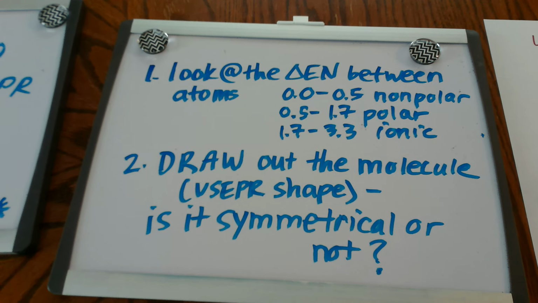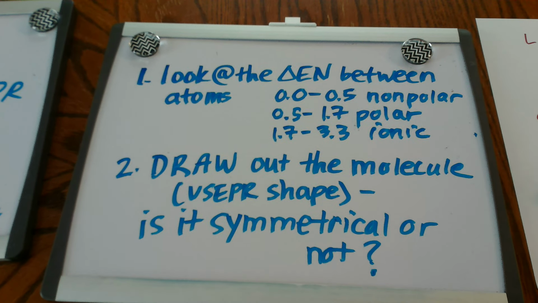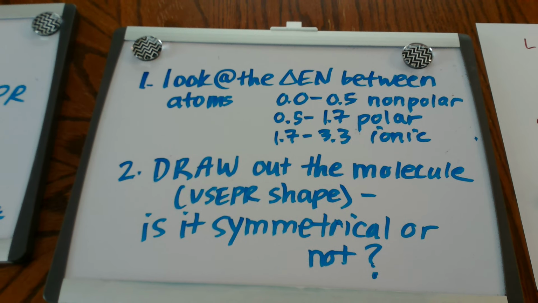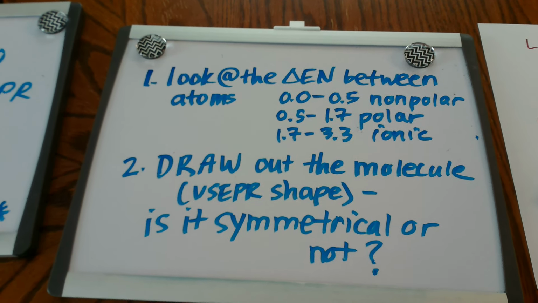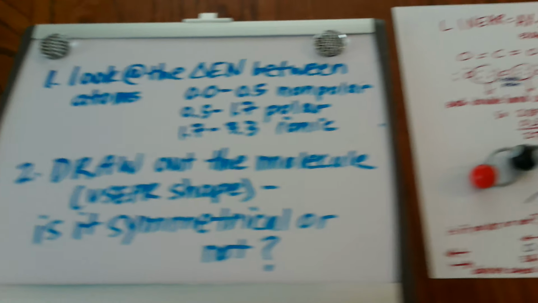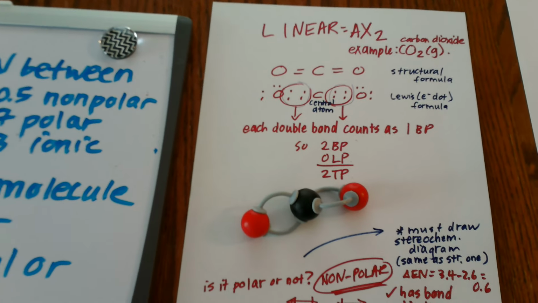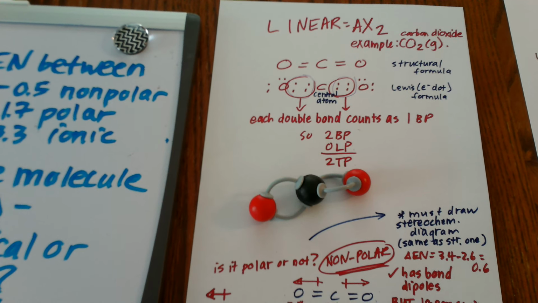The second thing you have to do every time you're asked if a molecule is polar or not is you draw out the molecule. You draw out the VSEPR shape. You decide, is that molecule symmetrical or not? So here's some examples for you. Our first example, CO2. This is a linear molecule.